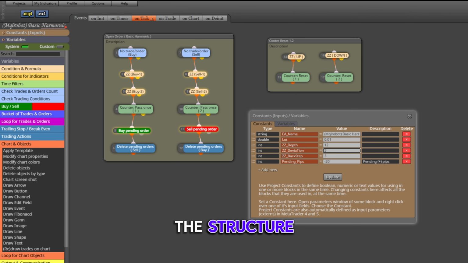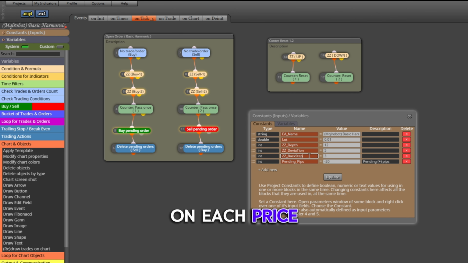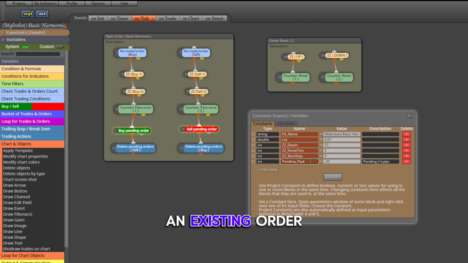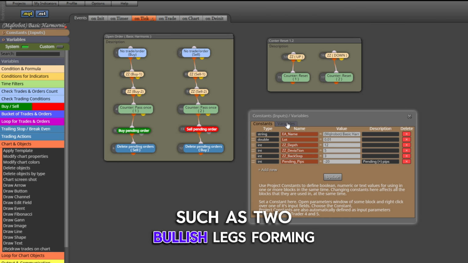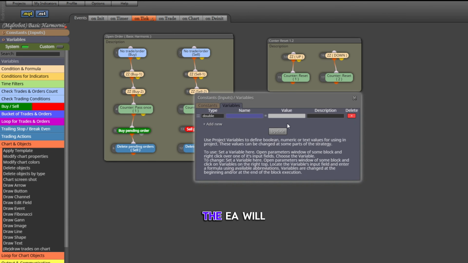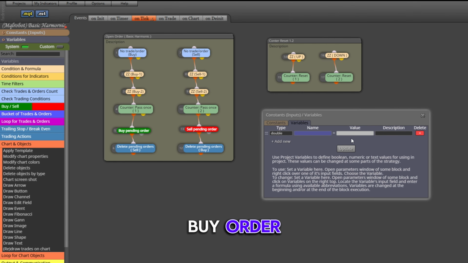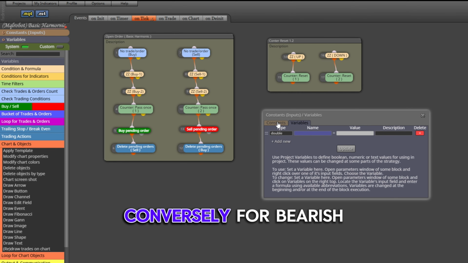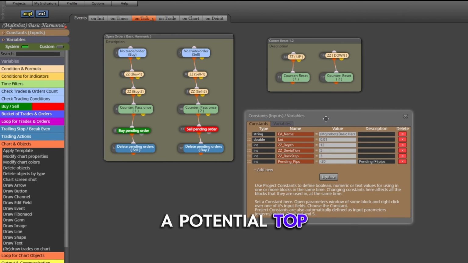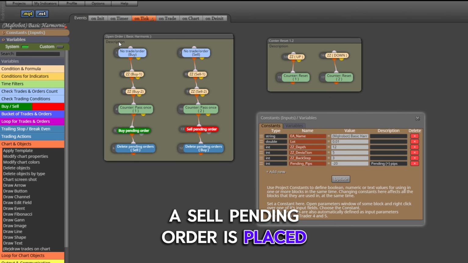Let's walk through the structure. On each price tick, the EA checks whether there's an existing order. If not, and if the zigzag indicator detects a valid pattern, such as two bullish legs forming a potential bottom, the EA will trigger a pending buy order. Conversely, for bearish legs pointing to a potential top, a sell pending order is placed.